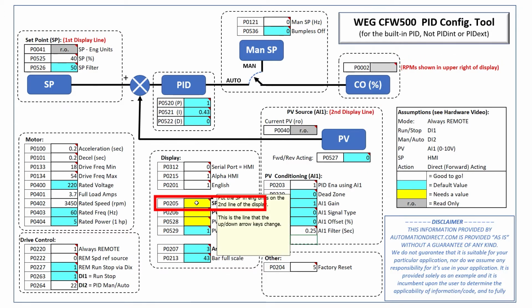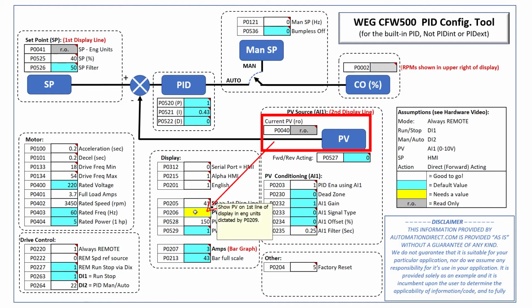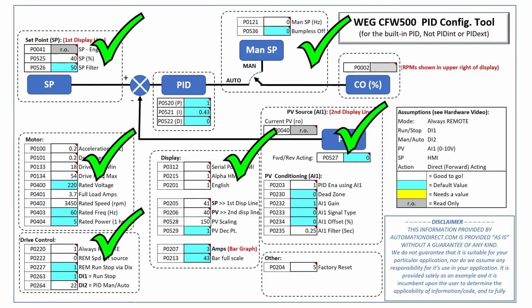Parameter 205 is what we want to show on the first line, so we put the set point in engineering units there. If we wanted to show a percent value, then we would put this guy there. We want a 15 psi scale with 1 decimal point, so that's a 150. We want the process variable in psi on the second line of display, so we put that here, and it uses the same scaling. Output current is the default for the bar graph, and this drive can output 4.3 amps, so we'll leave those at the default too. Well look, all the yellow cells are gone, which means we're done configuring parameters.